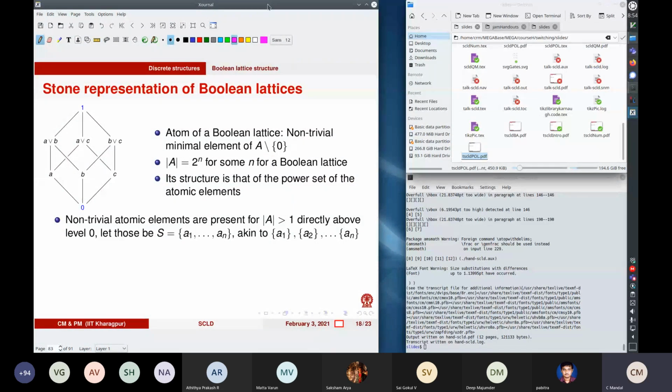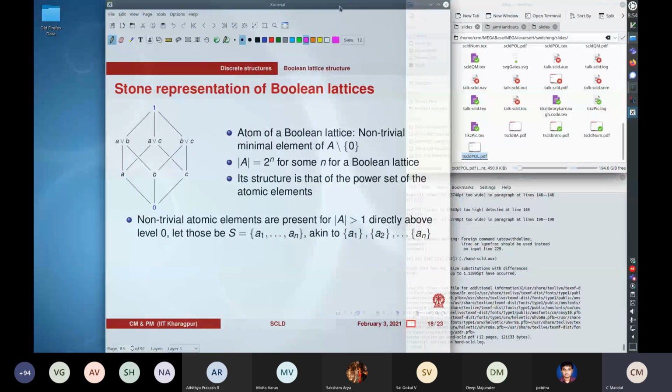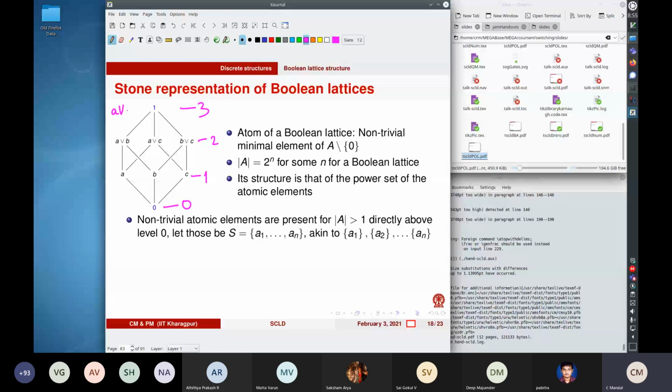So the structure we are building, we are building the structure bottom up. As I said, this is level 0. This is level 1. And then we have over here level 2, and finally you have level 3. So in level 0 you have subsets with 0 elements. In level 1 you have subsets with 1 element. In level 2 you have subsets with 2 elements. And here you have level 3, which is really your subsets with all the 3 elements.